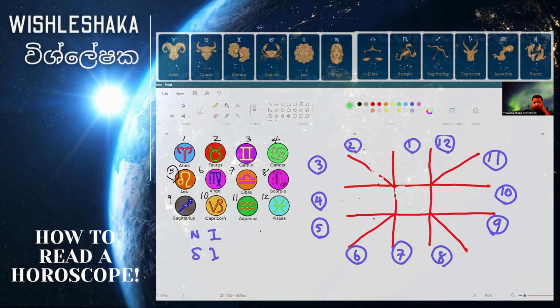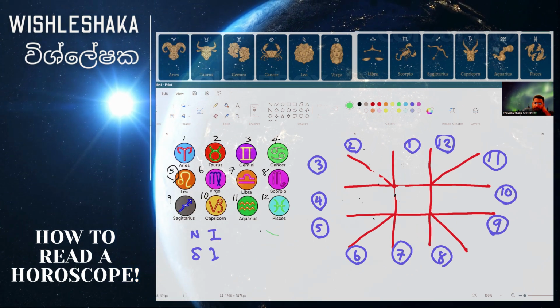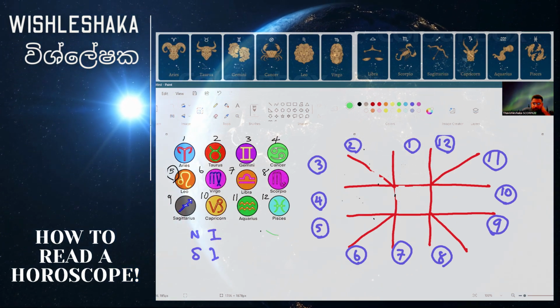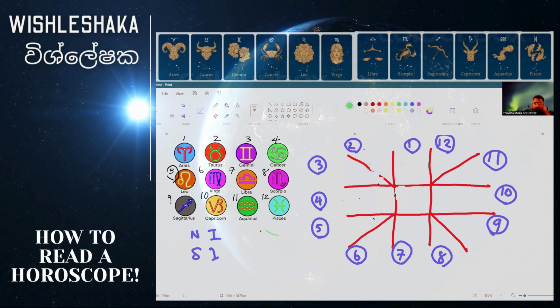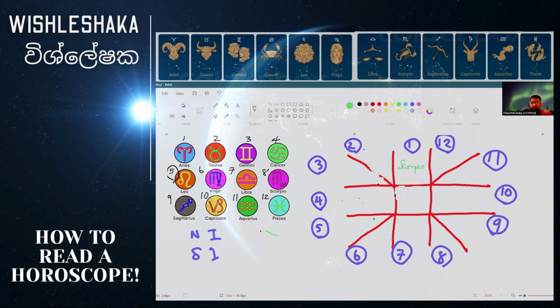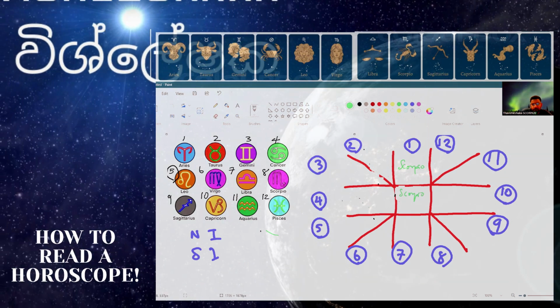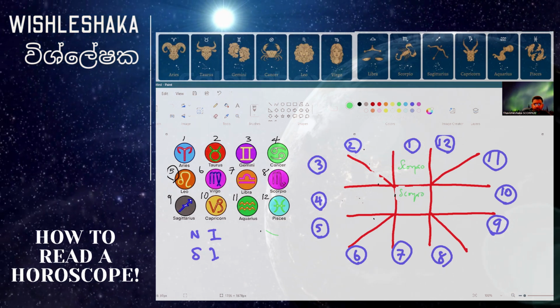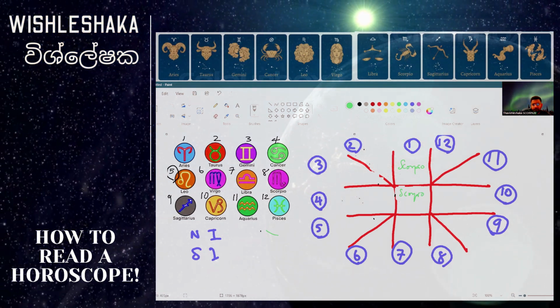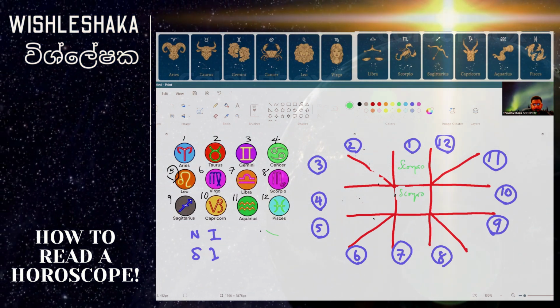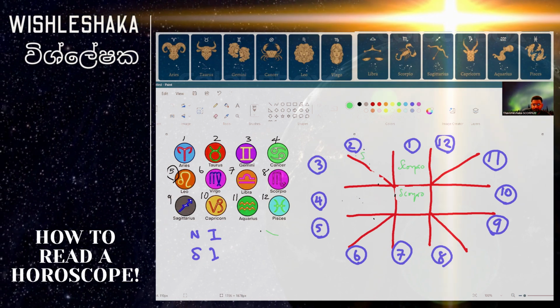Let's say someone is born with a Scorpio ascendant. So this will be Scorpio. Let's actually make a horoscope. This will be a Scorpio ascendant. Can you figure out the signs? What is the second house? That will be Sagittarius.